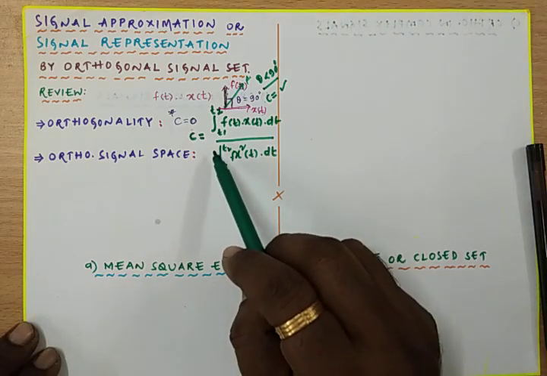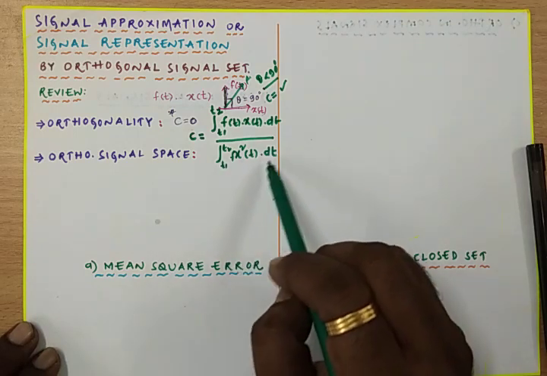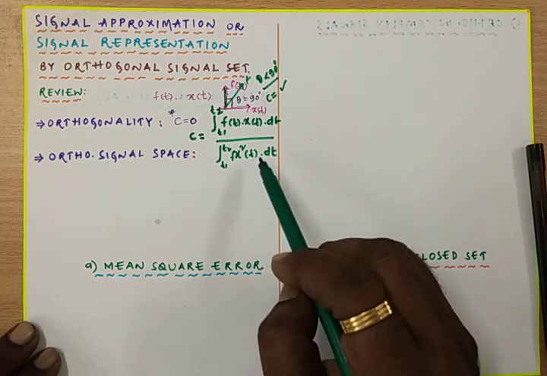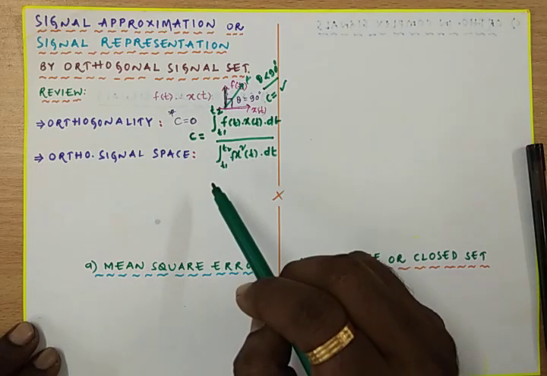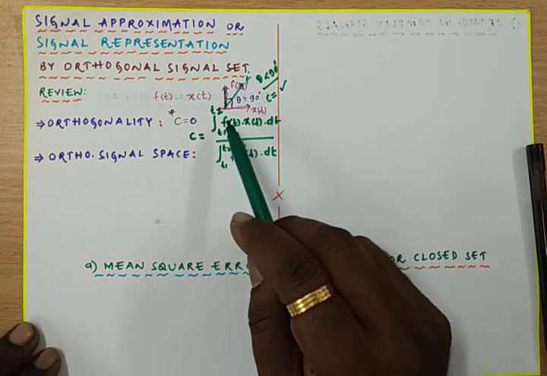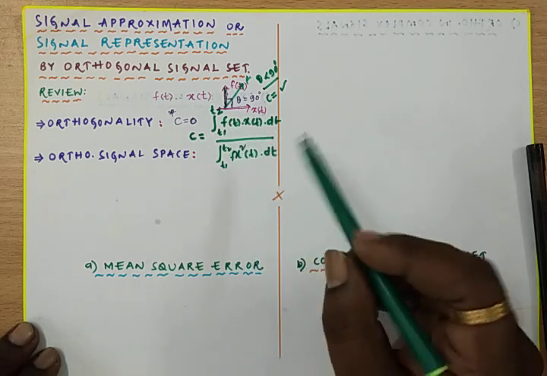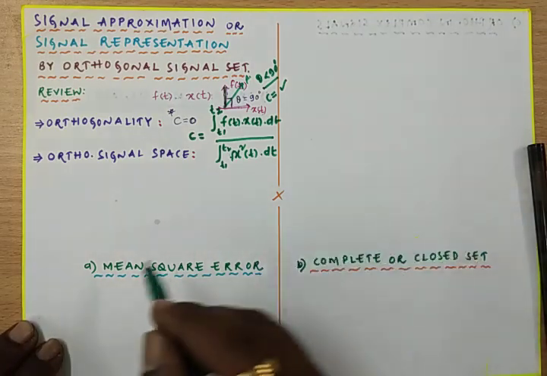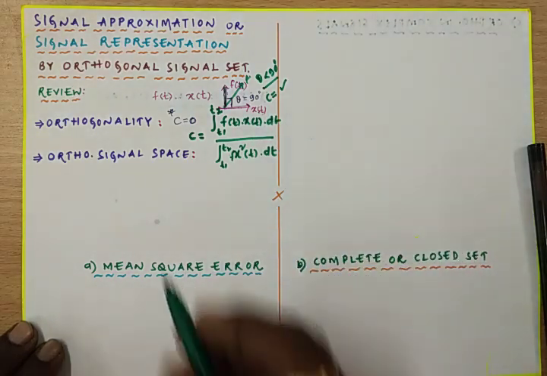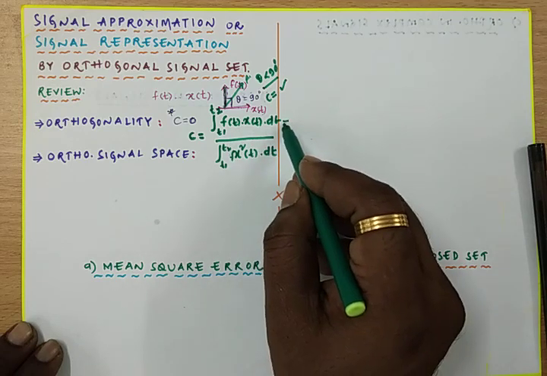Here we can't make the denominator 0, because the denominator is an energy signal, and energy can't be 0 within the given time duration. So obviously, to make c equal to 0, the numerator, that is the integral from t1 to t2 of f of t into x of t dt, must be equal to 0, so that we can prove the orthogonality between the two signals by proving the integral from t1 to t2 of f of t into x of t dt is equal to 0.